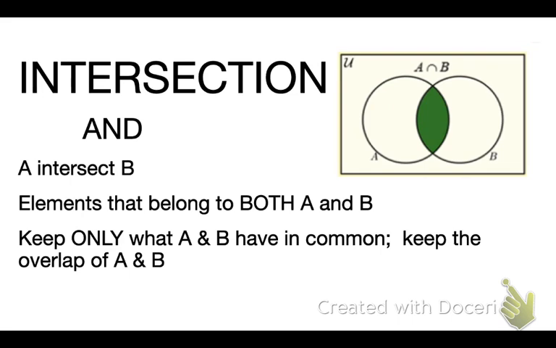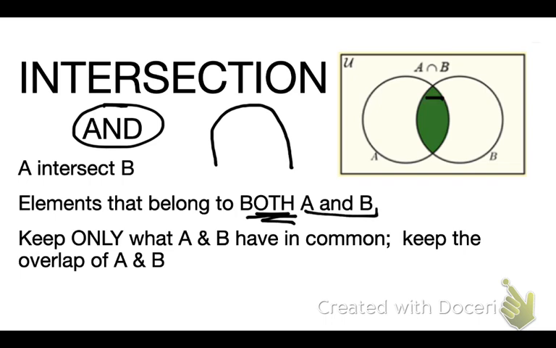So then we come to the word intersection. Intersection, again, should be familiar to you. The word for intersection is "and." The symbol for intersection is this upside down U symbol. When we do the intersection, we want elements that are in both A and B. So up here in the drawing, just in the middle where the two overlap. So we keep what A and B have in common, or we keep the overlap of A and B.